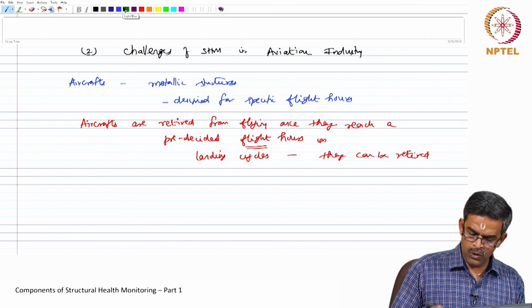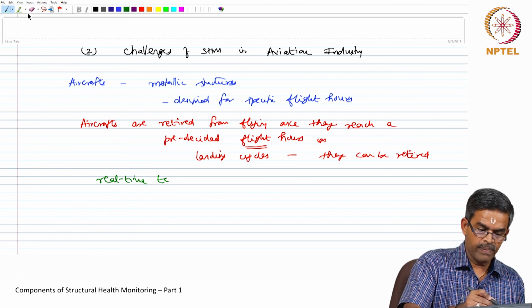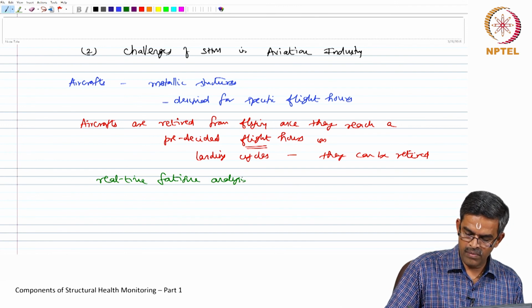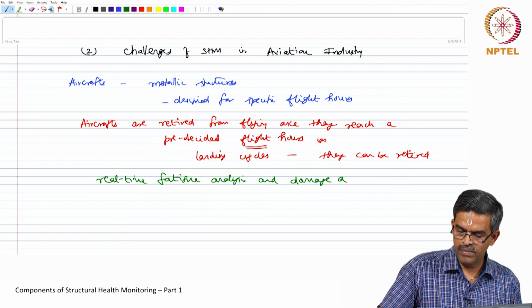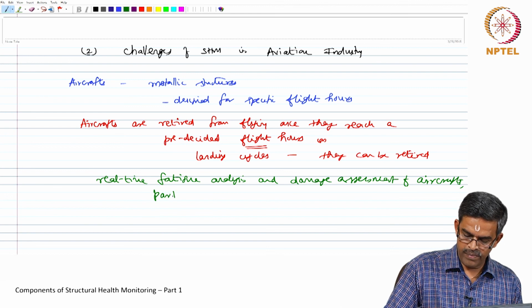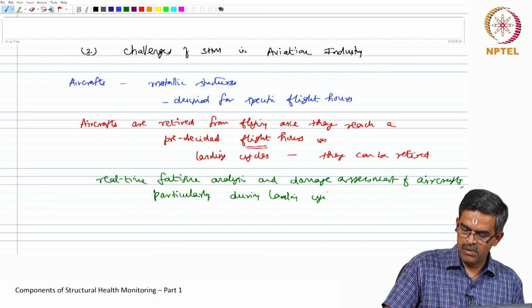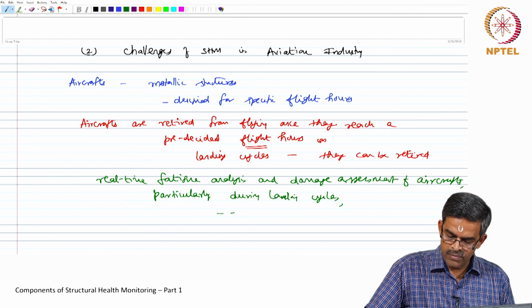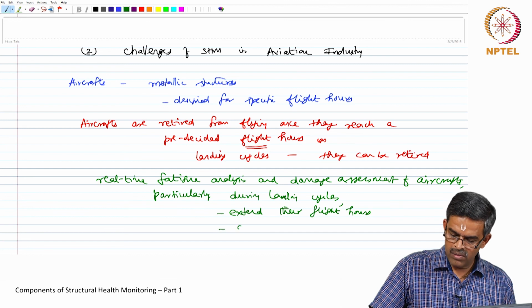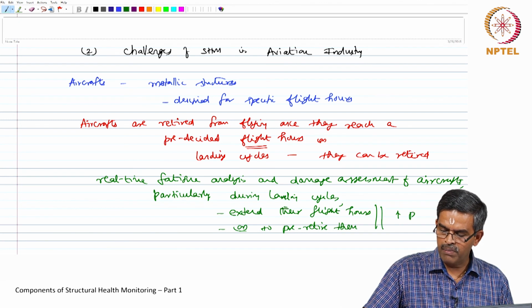However, if we really do some real time fatigue analysis and damage assessment of aircrafts, especially during landing cycles, then it is possible to extend their flight hours, or to pre-retire them, both of them improving public safety.